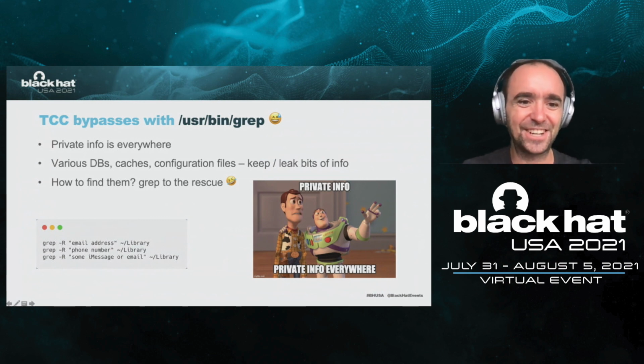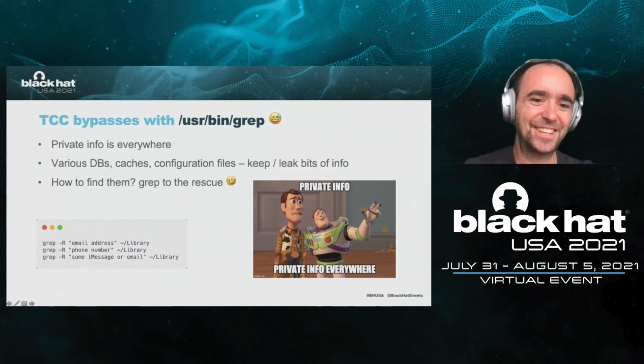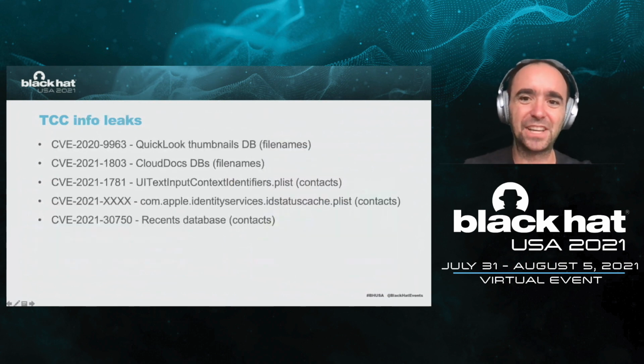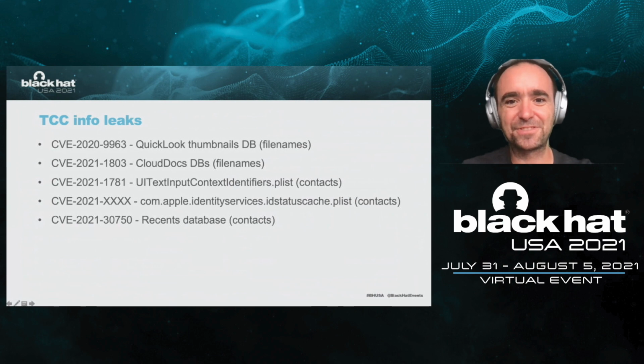So how to find this? Just grep around. What I did was grep for an email address, a phone number, some iMessage content or email content inside my entire library. There were multiple results of this, which resulted in plenty of info leaks. Sometimes it was as simple as file names, but that's considered private info. These resulted in CVEs.